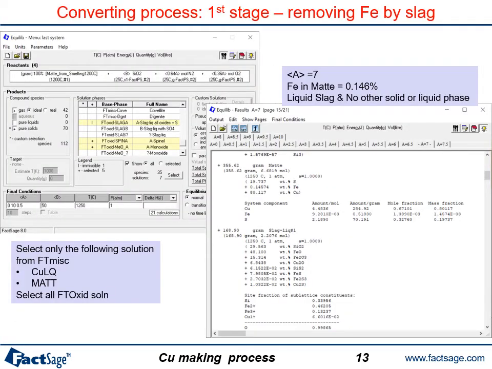So in order to simulate this two-stage process, we save the matte from our smelting process. So here, this shows you the first stage of the converting process, and that is basically removing the iron from the sulfide matte to the slag phase. Okay, so here we take that matte we produced from the smelting process, and we are injecting a certain amount of SiO2 flux, and then we are also injecting oxygen, 36% oxygen-enriched air here.